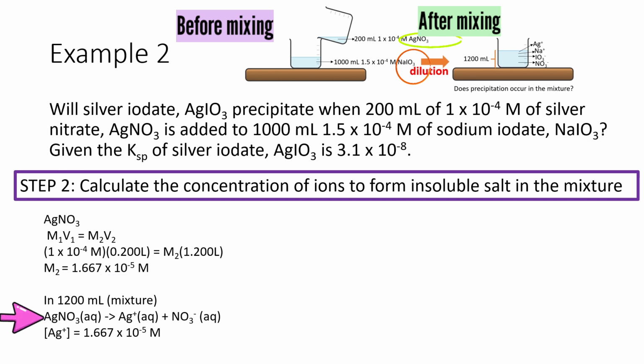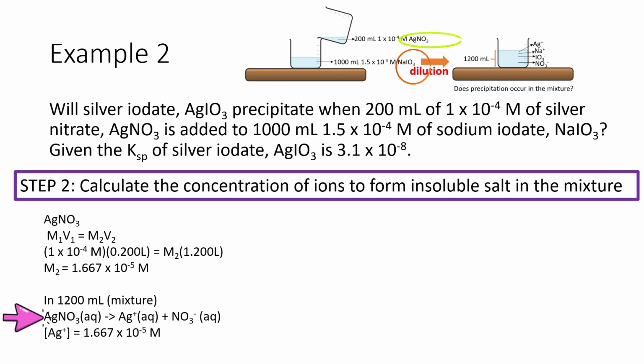Since silver nitrate is a soluble salt, it can dissociate completely in the solution to give the cation silver ion and also the nitrate ion. From the dissociation equation, we can see that 1 mole of silver nitrate dissociating will give 1 mole of silver ion. Hence, the concentration of silver ion in the reaction mixture will be equal to the molarity of the silver nitrate, which is 1.667 times 10 to the power of -5 molar.